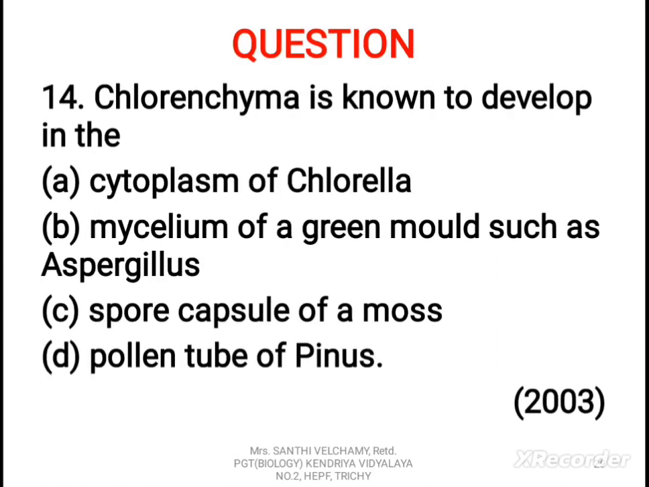Now 14th one. Chlorenchyma is known to develop in the: A. Cytoplasm of chlorella, B. Mycelium of a green mold such as Aspergillus, C. Spore capsule of a moss, D. Pollen tube of Pinus. Now the correct answer is C, spore capsule of moss. A spore capsule of moss can perform photosynthesis because of the presence of chlorenchyma cells in them.